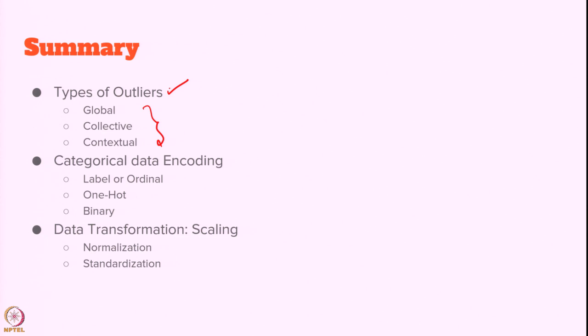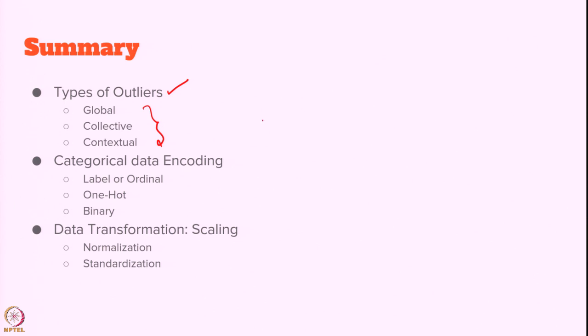Among them, we tried to understand how to find an outlier using a box plot, whether we can find an outlier with just a box plot or not. After that, we tried to understand why there is a need to do data encoding. In data encoding, we have numerical data and also categorical data. Then we saw what categorical data encoding is.